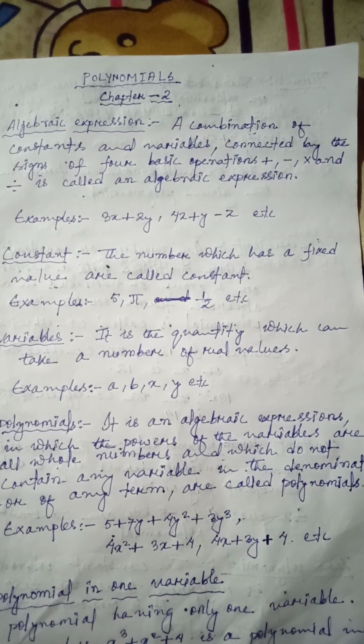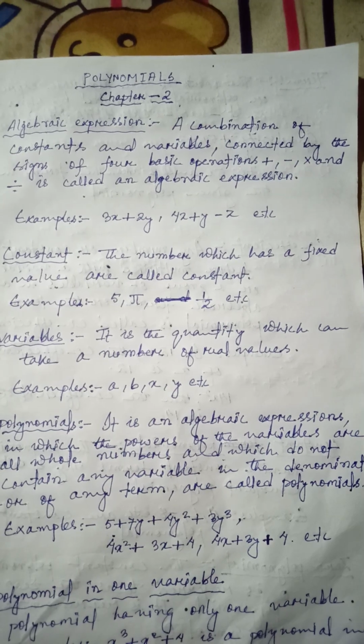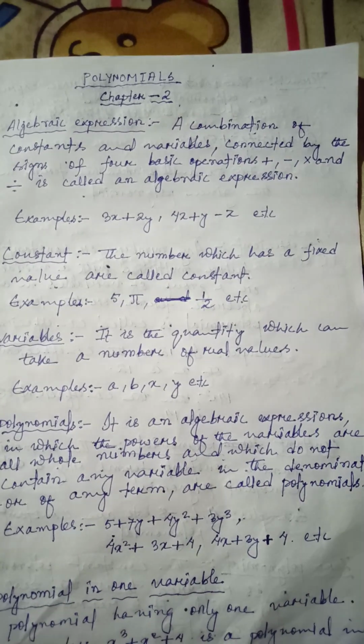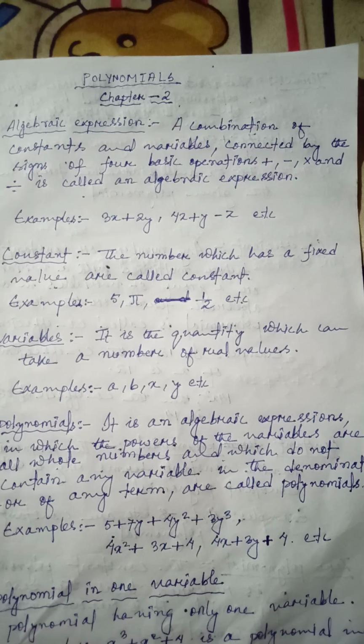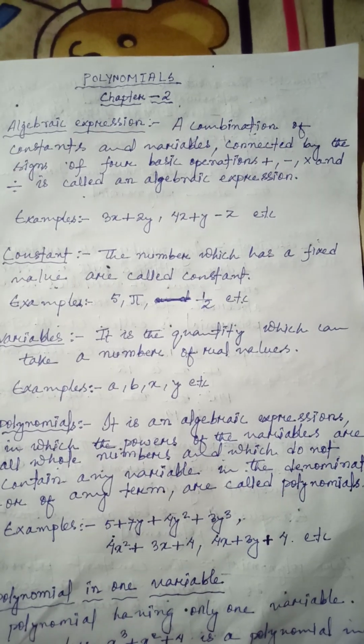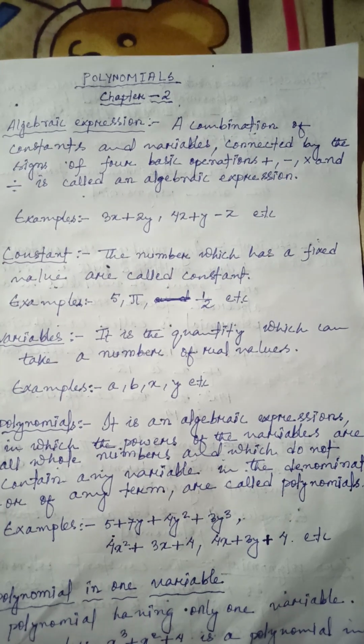As we can see here, the examples are already given, that is 3x plus 2y, 4x plus y minus z, and many more. All these are examples of algebraic expression. So this is all about the definition of an algebraic expression. If it is clear to all of you, then let us move to the next portion, that is constant term.